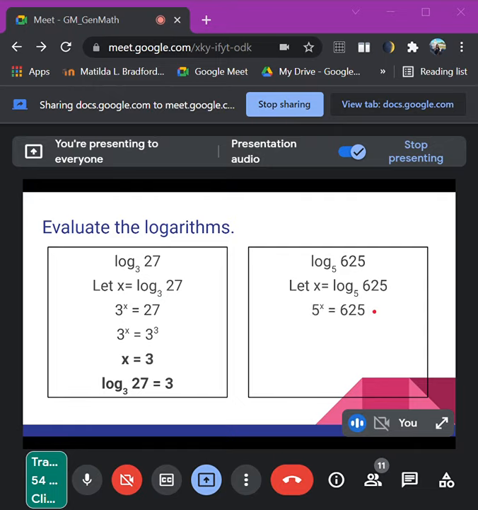Okay, very good. We have 5 raised to the power of x is equals to 625. I-apply na to atong na-learn ganina ha. So, you have there 5 raised to the power of x is equals to 625. 5 ato ang base, ang kaning x diri is your exponent, and then equal to 625. Now, next step, unsay sunod?